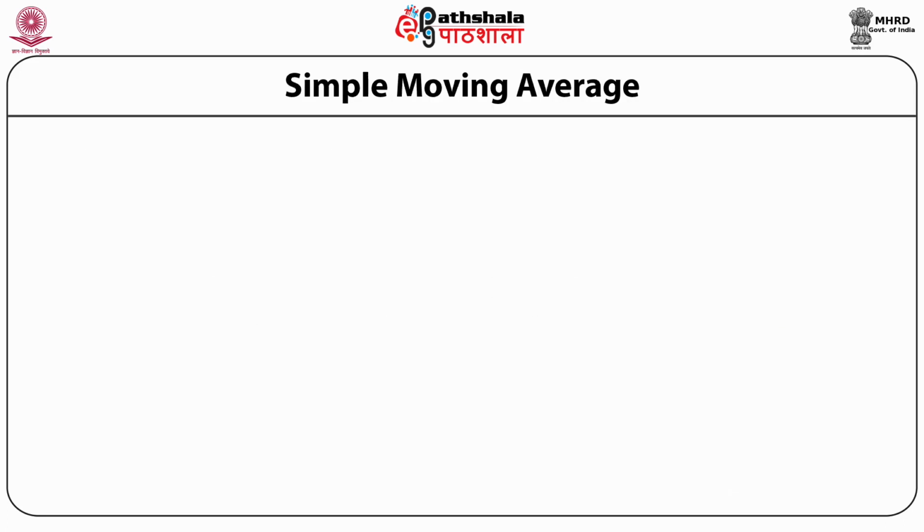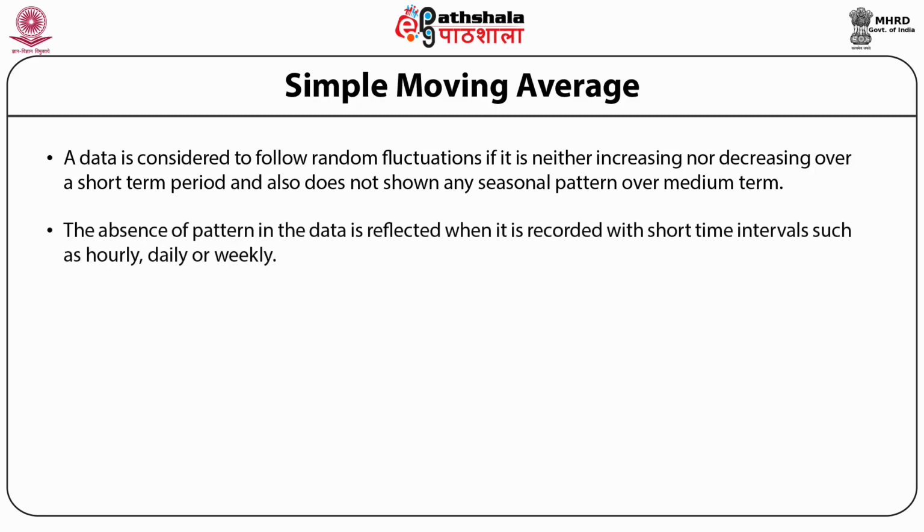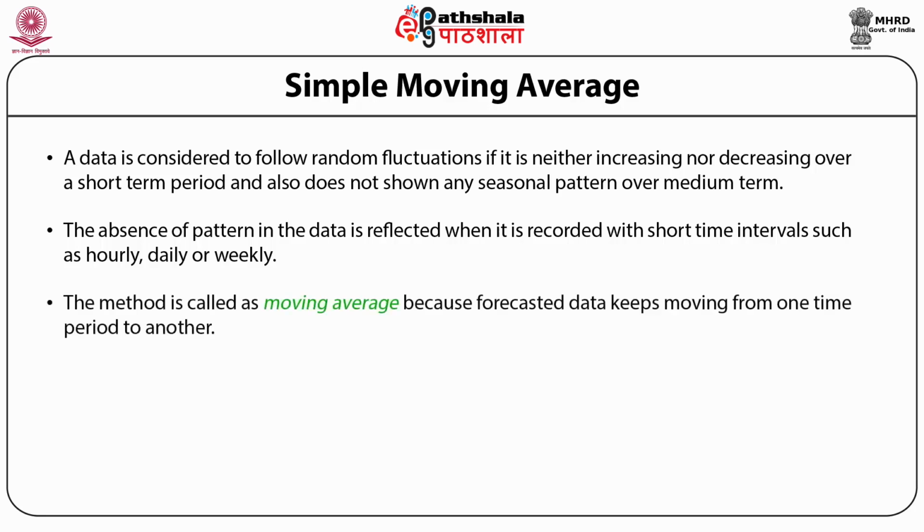First method that we are going to discuss is simple moving average. A data is considered to follow random fluctuations if it is neither increasing nor decreasing over a short-term period and also does not show any seasonal pattern over the medium term. The absence of pattern in this data is reflected when it is recorded with short time intervals such as hourly, daily, or weekly.